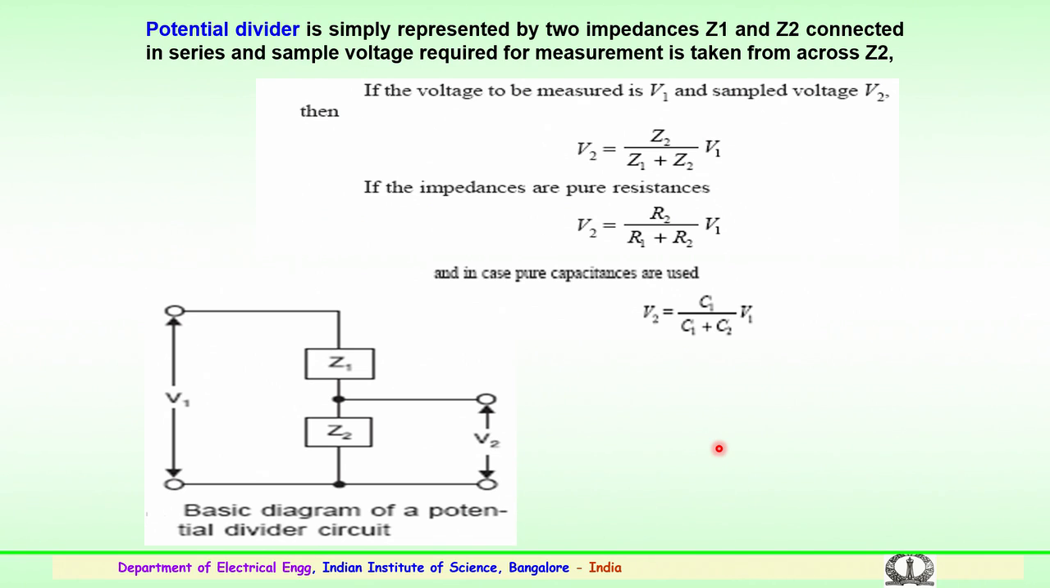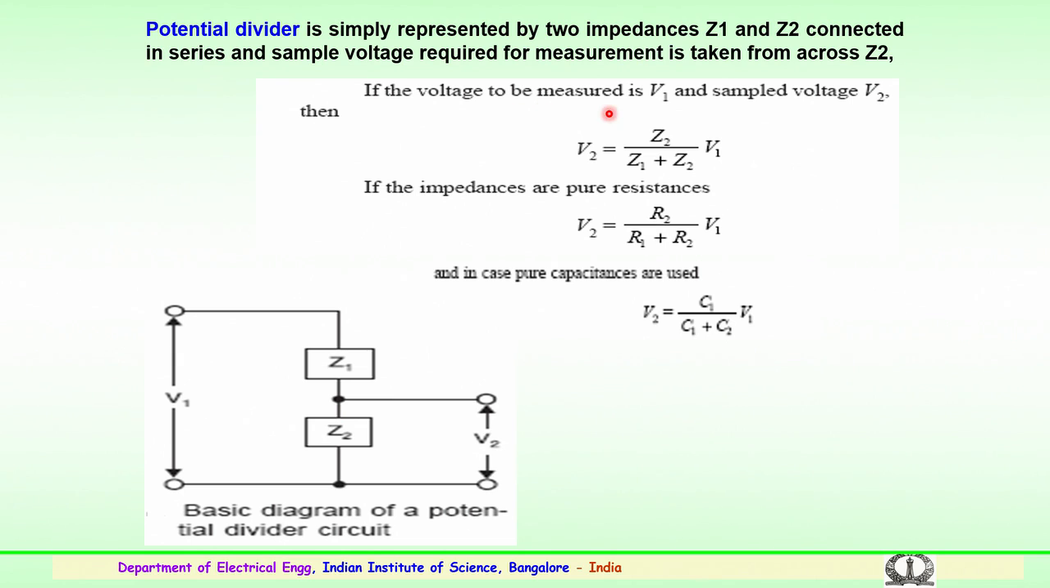Then the simplest divider is the potential divider. This is simply represented by two impedances or two resistances, shown as Z1 and Z2. Voltage is applied here, Z1 being of very high value, Z2 being of lower value in comparison to Z1, that is, the resistance could be very low here and very high there. So, this potential divider is connected in series, and a sample voltage required for measurement could be tapped from across Z2.